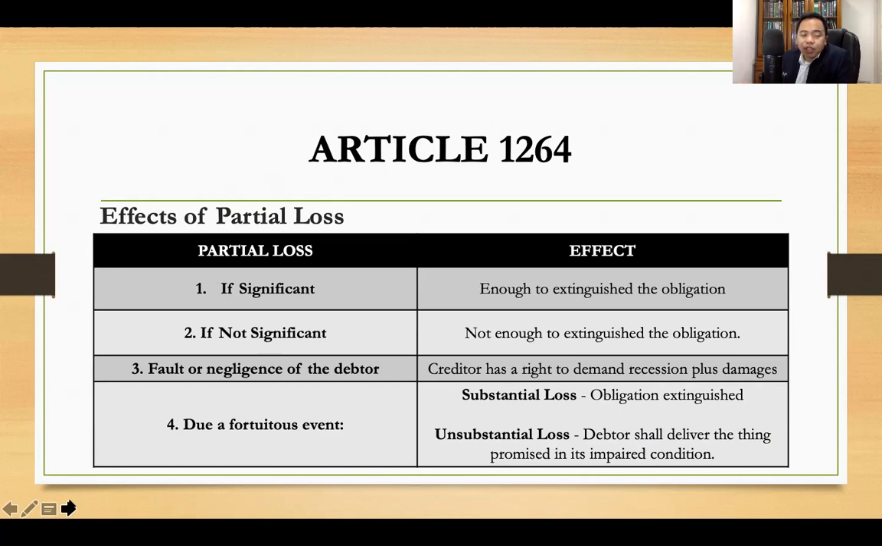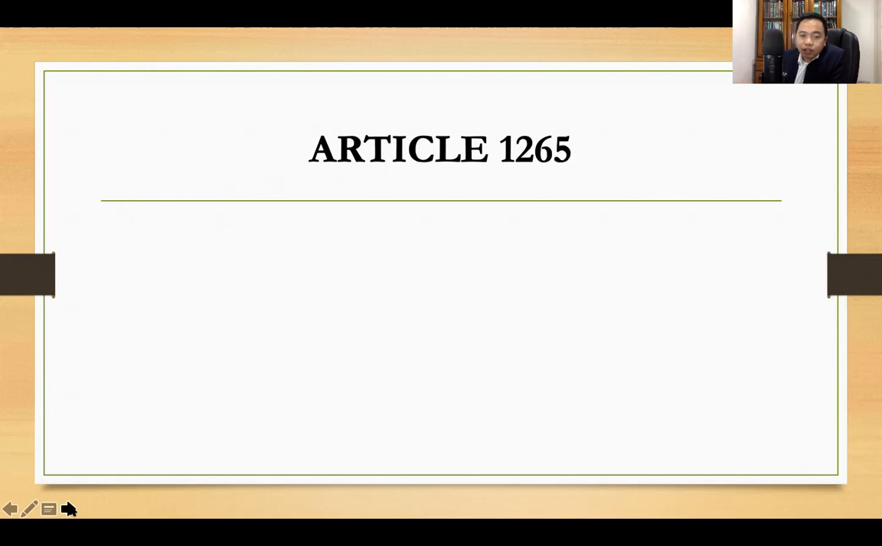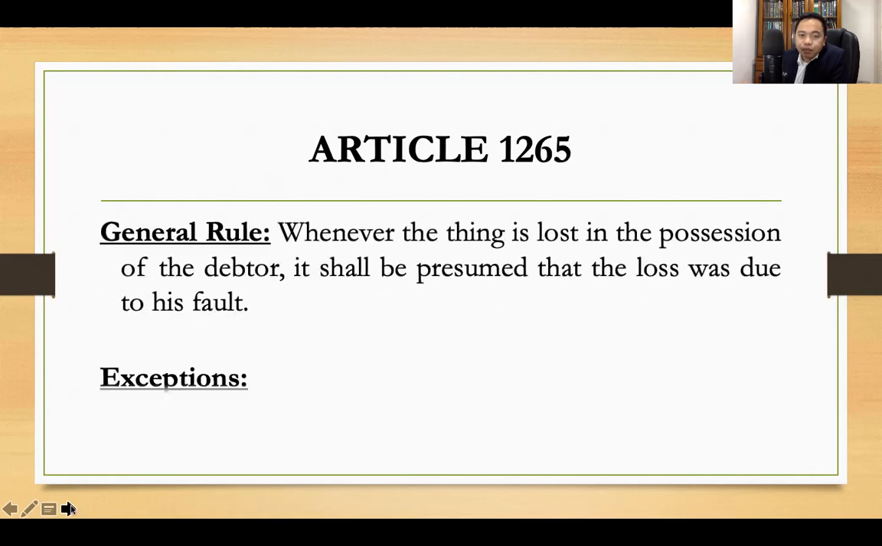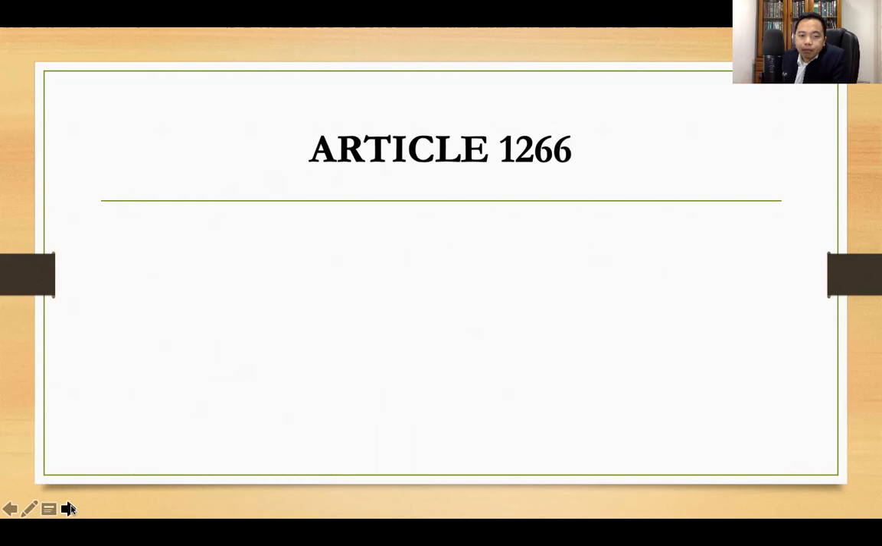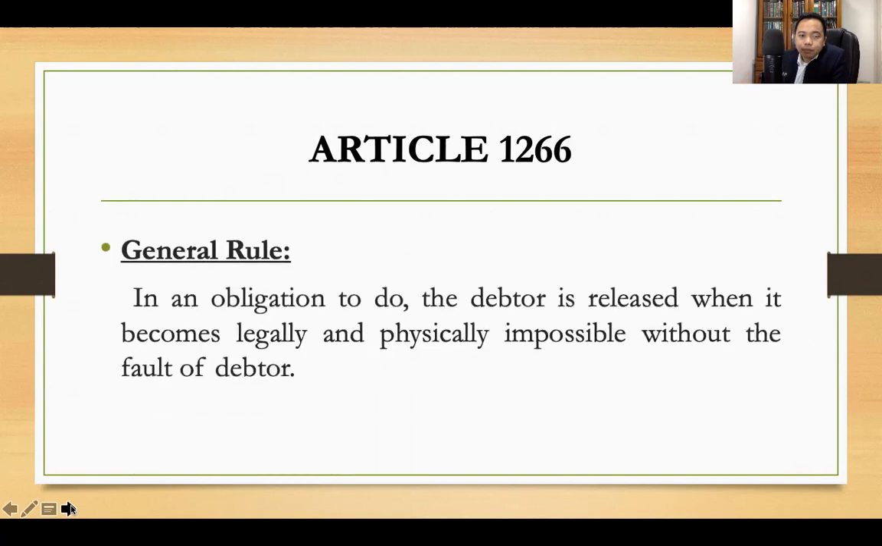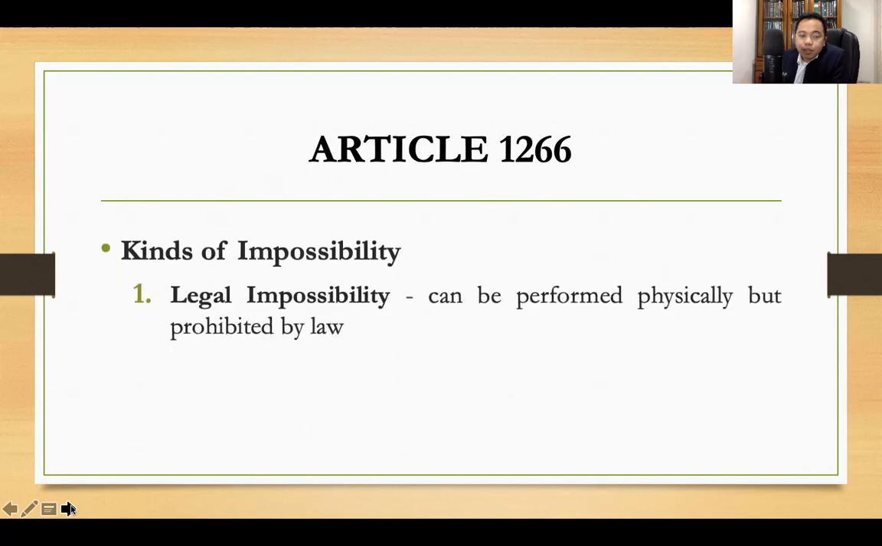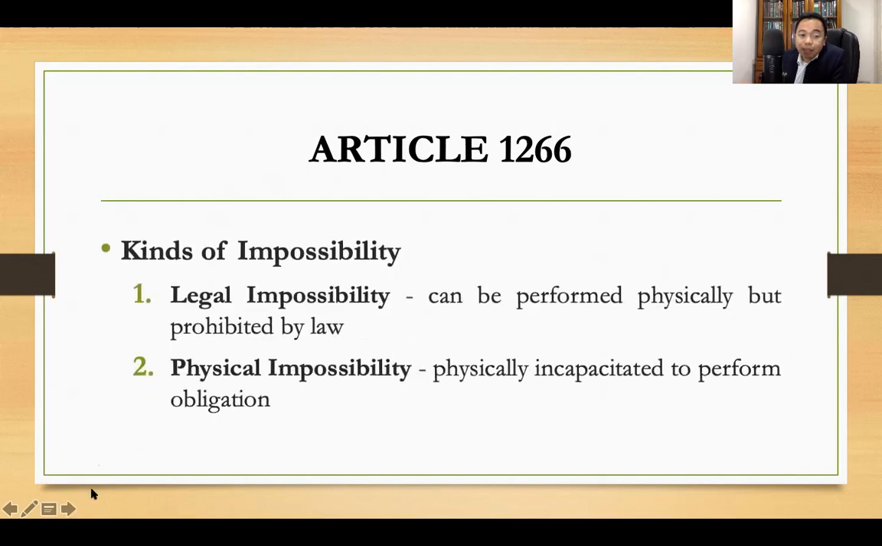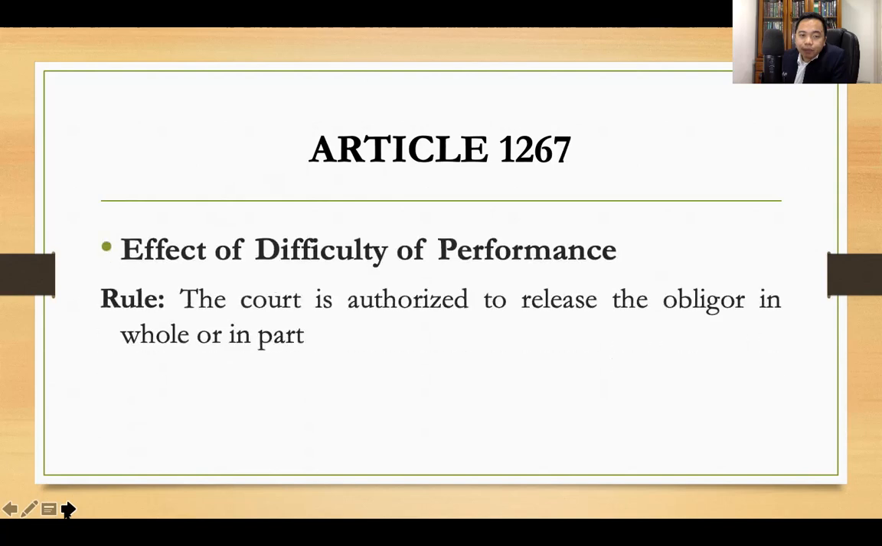If there is fault or negligence of the debtor, then the creditor has a right to demand rescission plus damages. If loss is due to a fortuitous event, then it depends. Substantial loss, the obligation is extinguished. Insubstantial loss, the debtor shall deliver the thing promised in its impaired condition. Okay. So take note, class, of legal and physical impossibility. Okay?